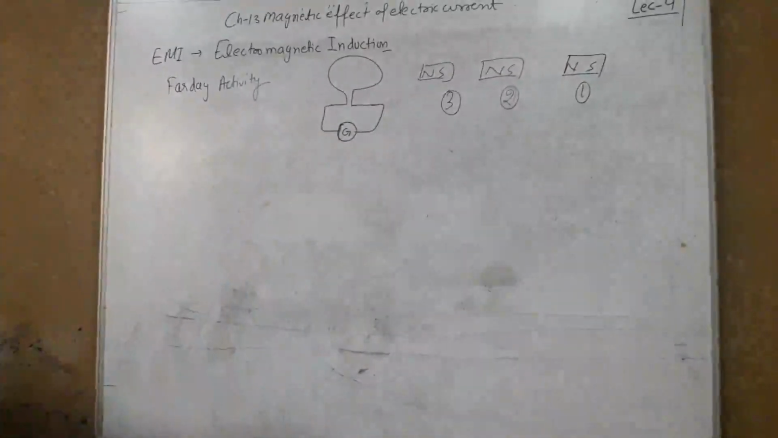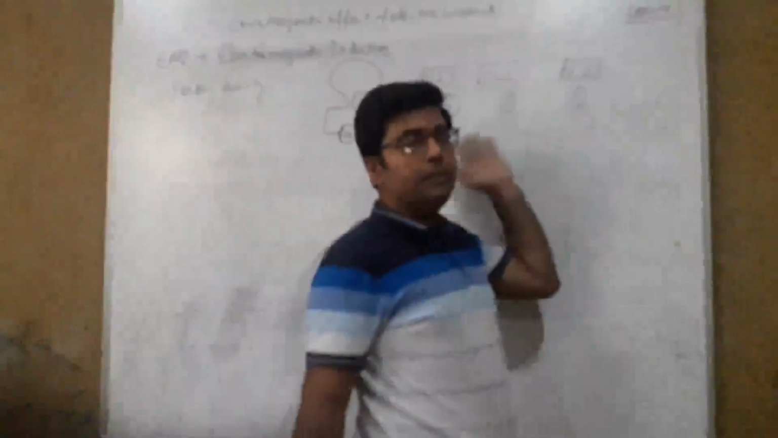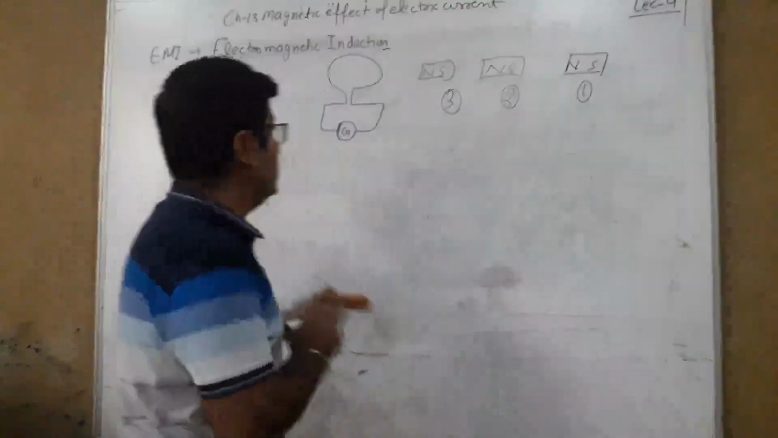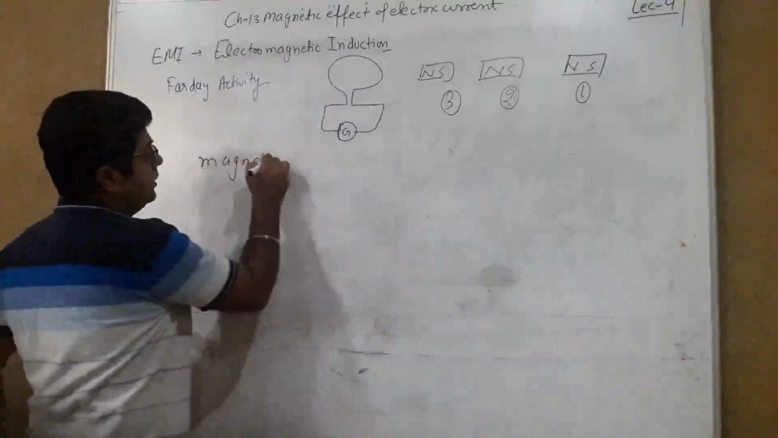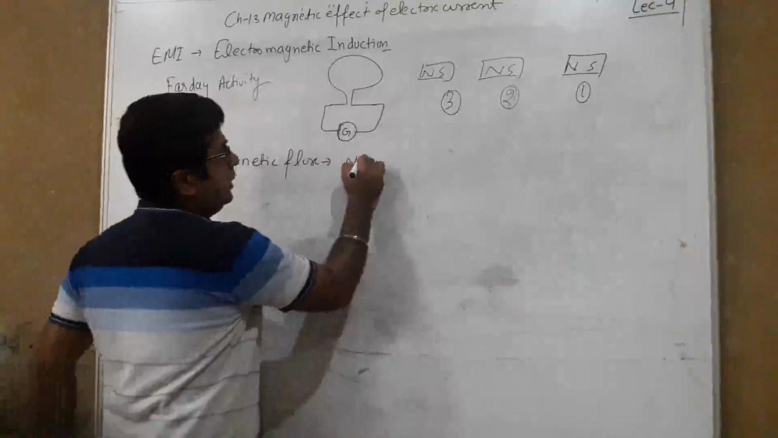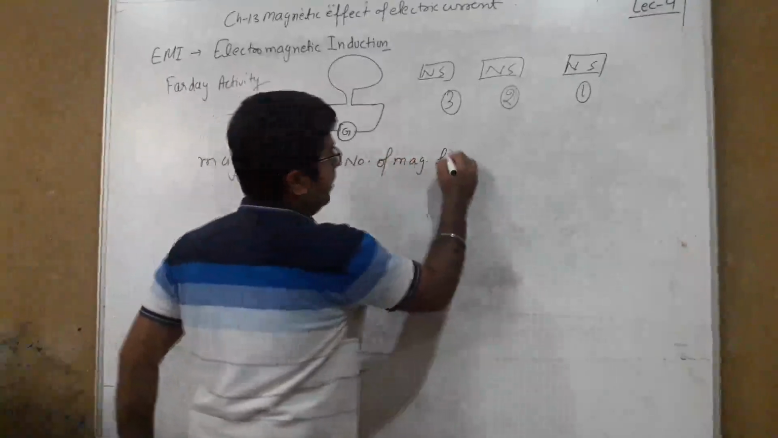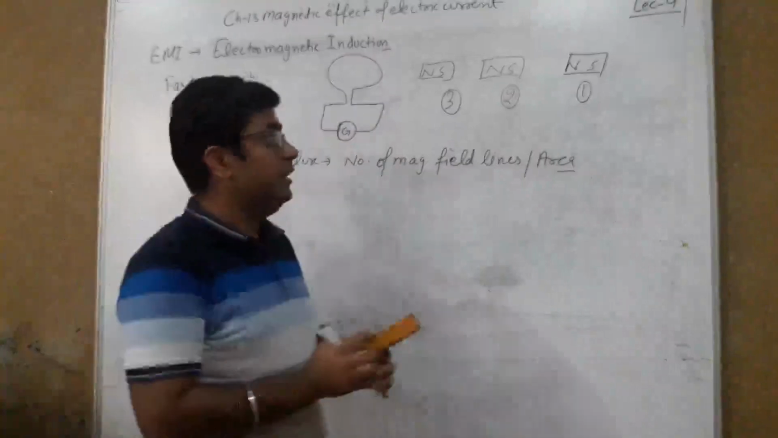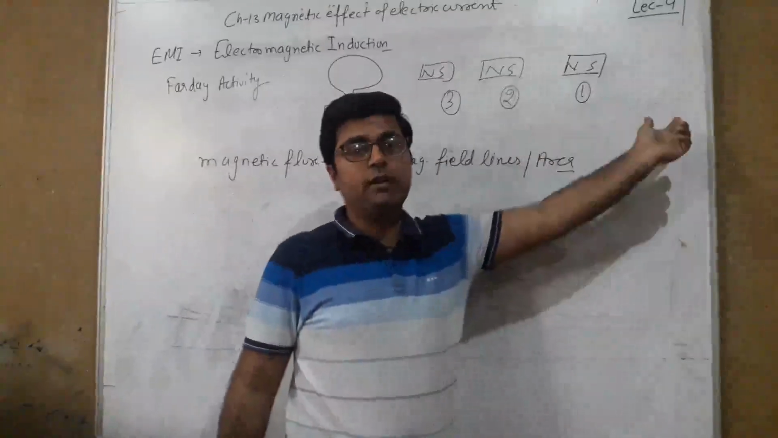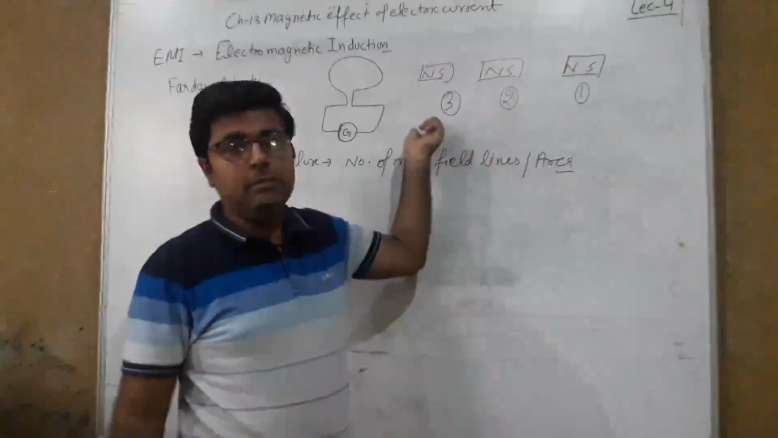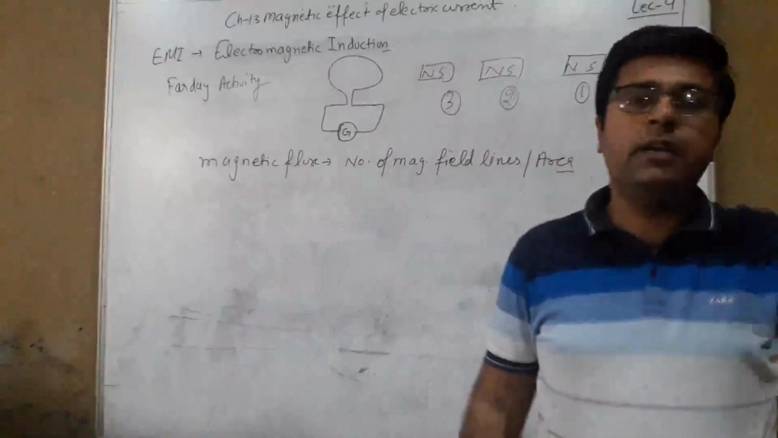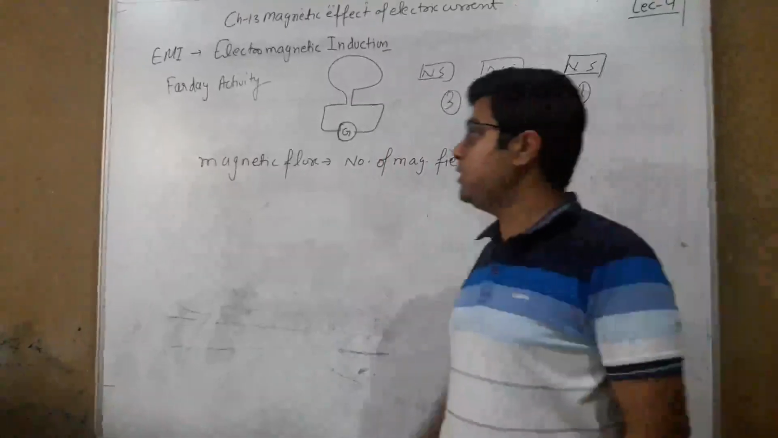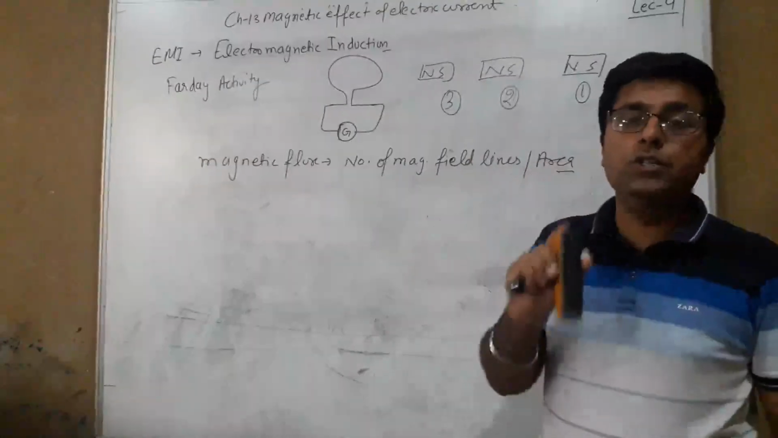Let me check the frame. Yes, it's clear. So in all these three places the magnetic field lines will change, and this change is known as magnetic flux. Magnetic flux is the number of magnetic field lines per unit area. At this point we have fewer magnetic field lines per unit area because it is very far. Now a little bit more, now maximum. So as the place changes, the number of magnetic field lines per unit area will change, and this change in the number of magnetic field lines per unit area will cause induced current in the coil.